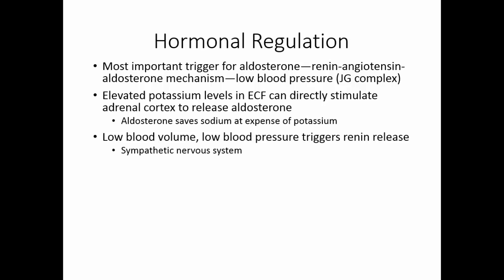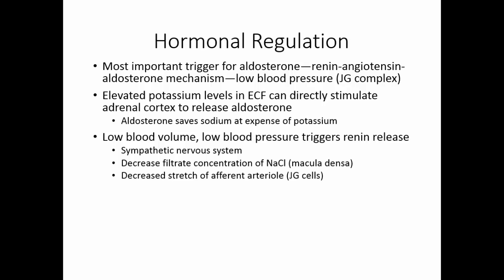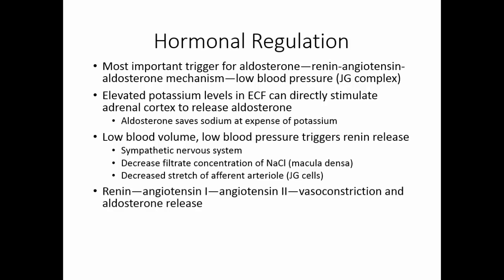The sympathetic nervous system responds, not only causing vasoconstriction, but also stimulating the juxtaglomerular cells to release renin. Because there's a decrease in filtrate concentration of sodium chloride, the macula densa cells also trigger the juxtaglomerular cells to release renin. And the decrease of stretch in the afferent arterioles triggers the juxtaglomerular cells to release renin. Renin will stimulate angiotensinogen to be formed into angiotensin 1.